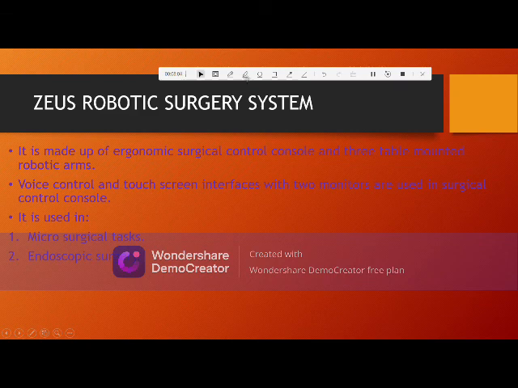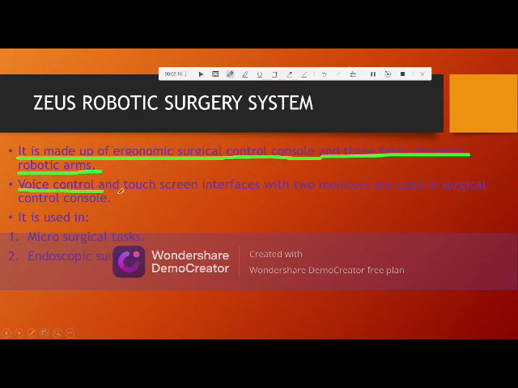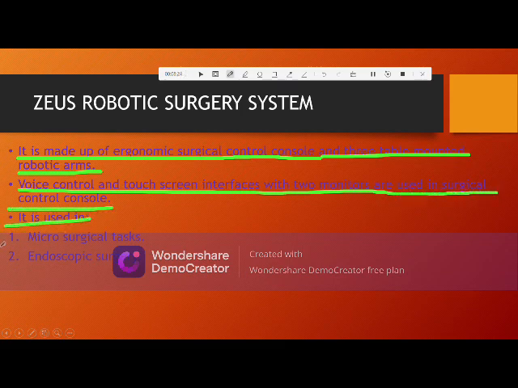Now next is the ZEUS robotic surgery system. It is made up of an ergonomic surgical control console and 3 table-mounted robotic arms. Voice control and touchscreen interfaces with 2 monitors are used in the surgical control console. It is used in microsurgical tasks and in endoscopic surgery.